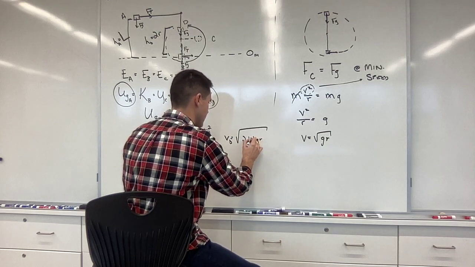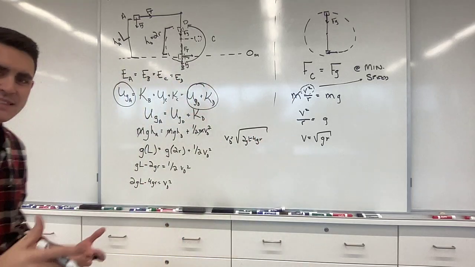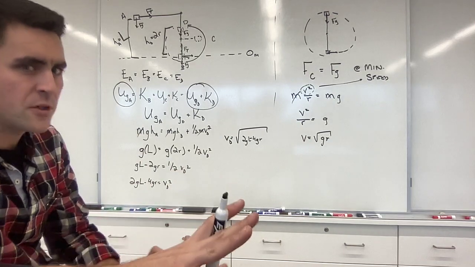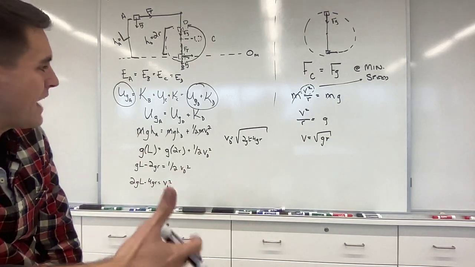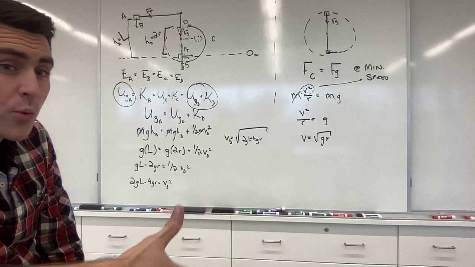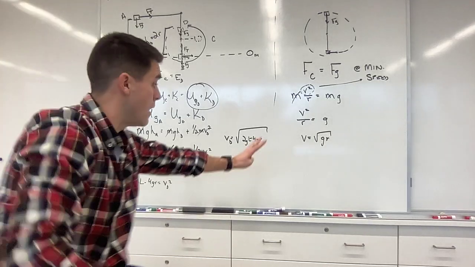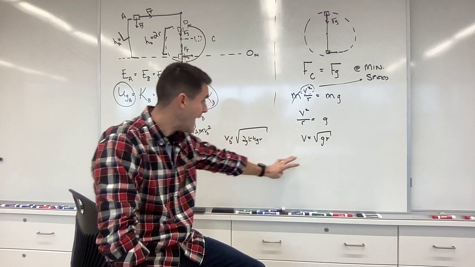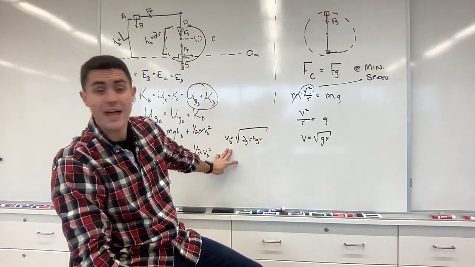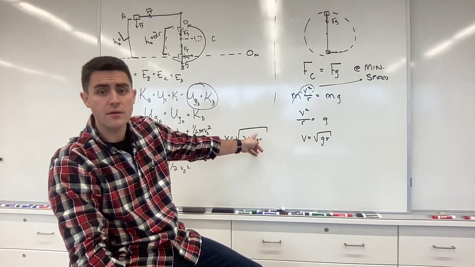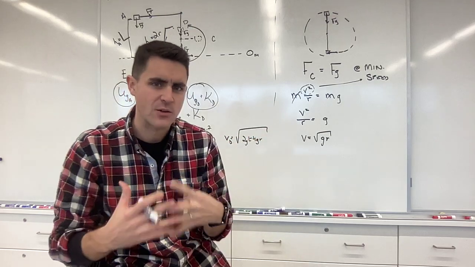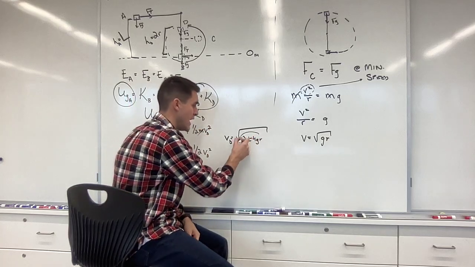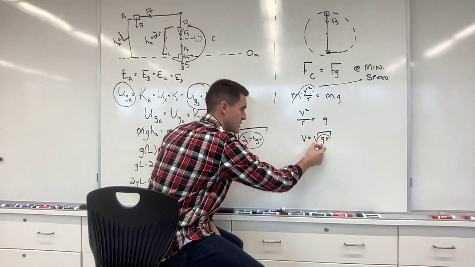Is this messy? You betcha it's messy, but because I understand what these terms are, I feel more comfortable. Now I have two equations that are both equal to each other. I've got the minimum speed moving through this circle at the top, and I have the speed at the top using energy. Both of these are the same value, and because they're both in square roots, I can set this equal to this.